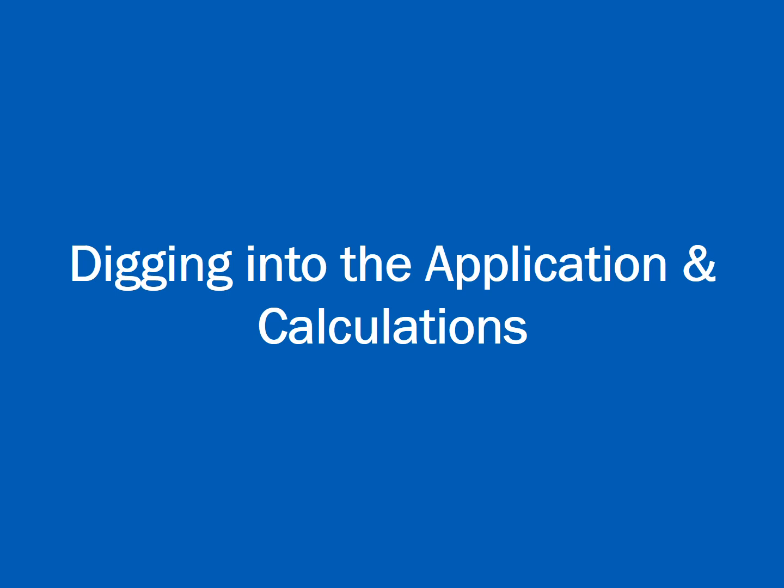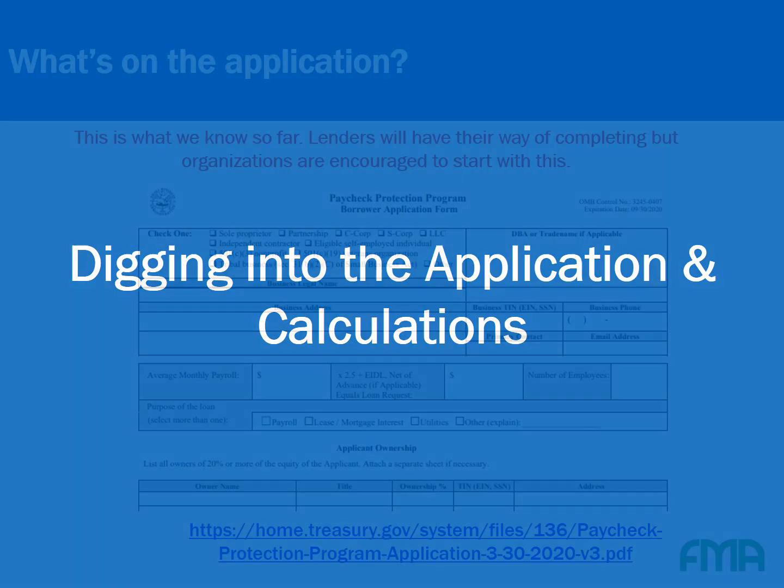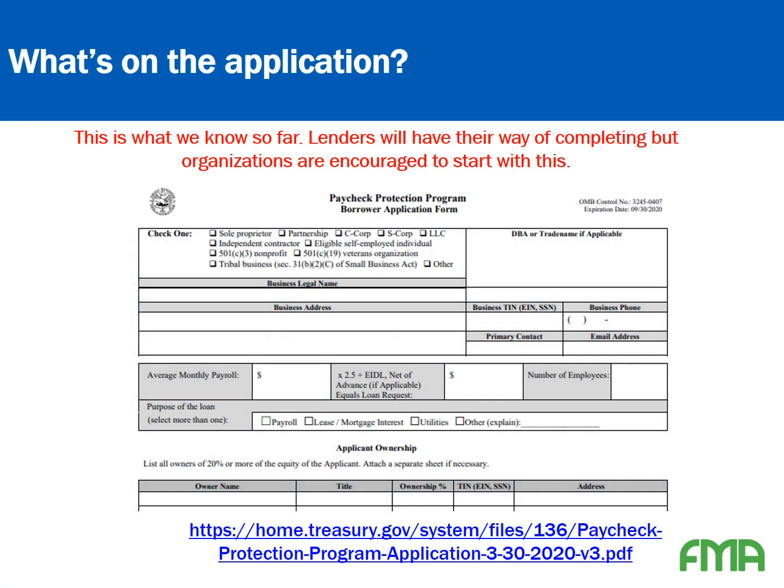So now that we've provided you with an overview of the program and what you can do to get started, let's dig into the application itself and how to do some of the key calculations that you'll need to fill in. Up on the screen, you'll see a screenshot of the standard PDF Small Business Administration PPP application. The SBA created this application and then dispersed it to lenders who have been actively working to adapt it into their own systems. While some banks will be accepting the PDF itself, most have built their own online forms in order to receive your information.